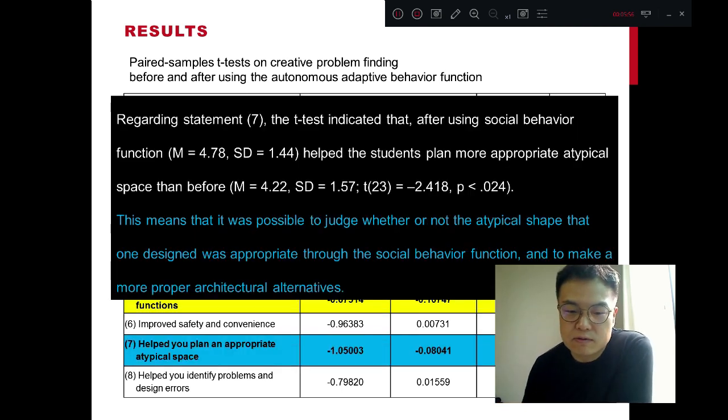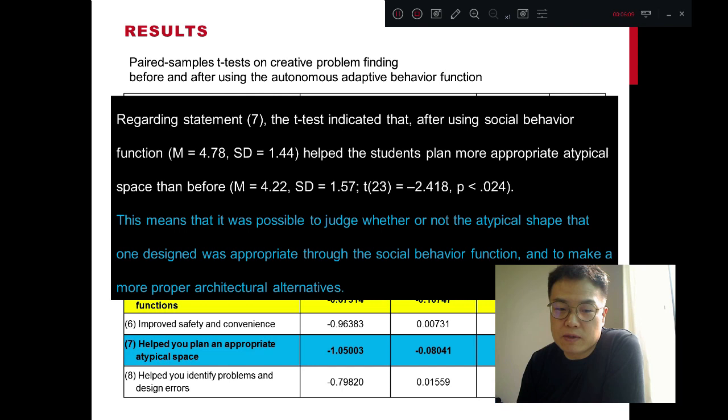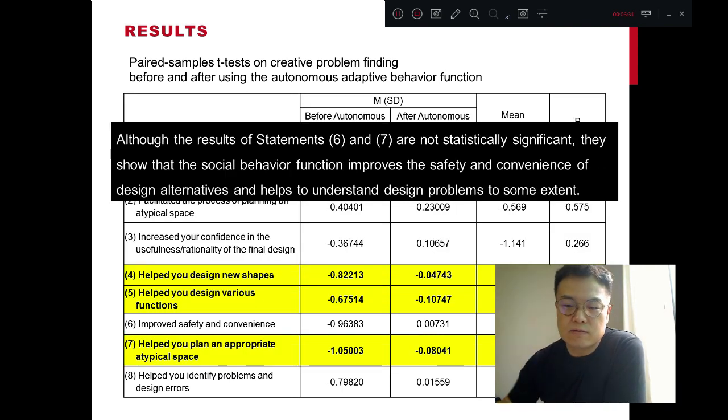Okay, statement 7: the question, did it help you plan appropriate optical shapes? The t-test indicates that after using the social behavior function, it helped design plan more appropriate optical shapes than before. This means it was possible to judge whether or not the optical shapes of the design were appropriate through the social behavior function and to make more proper optical alternatives.